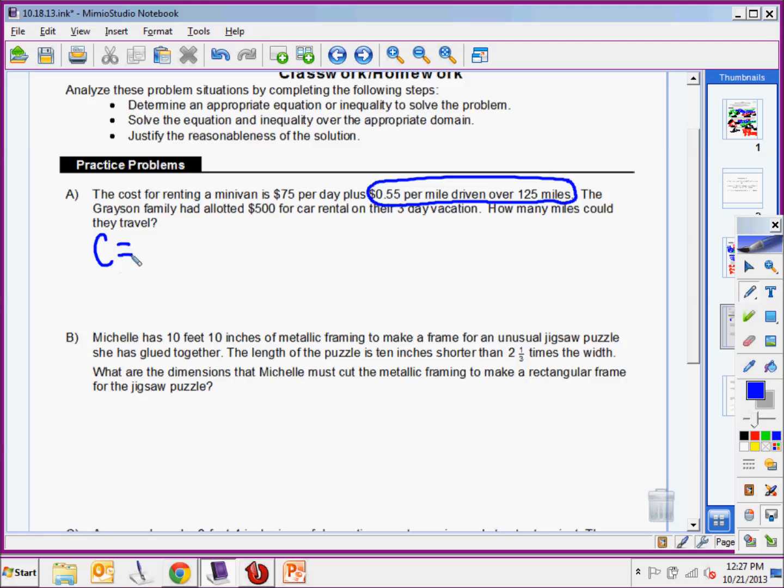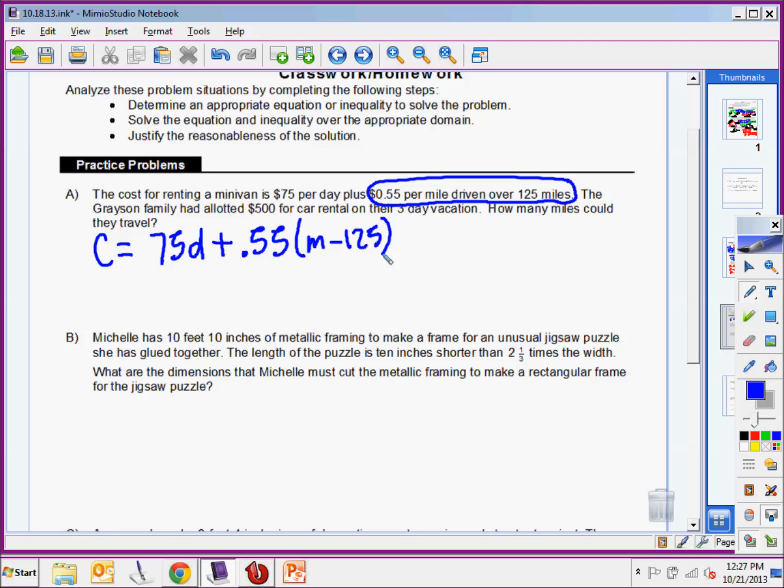So let's see if we can write the cost formula. Cost equals $75 per day, so I'm going to put 75D for days, plus 55 cents per mile. But the miles are over what? I can drive up to 125, so minus 125, because I can drive up to 125 and not have to pay, correct? But once I drive past that, I'm going to have to start paying.